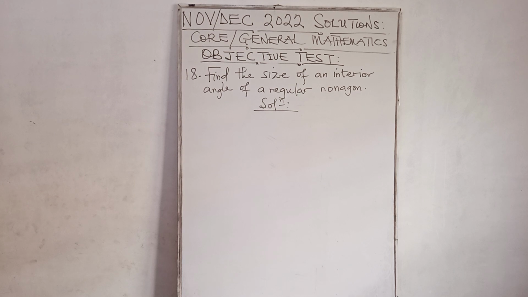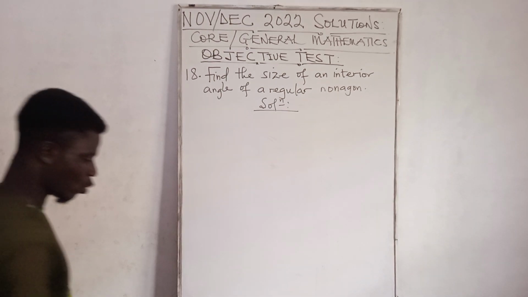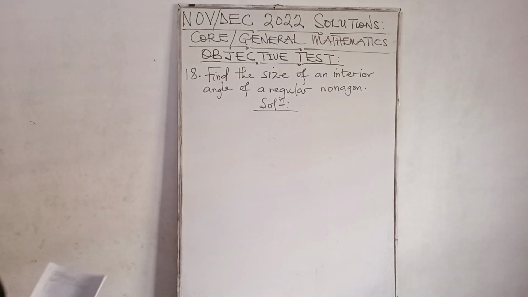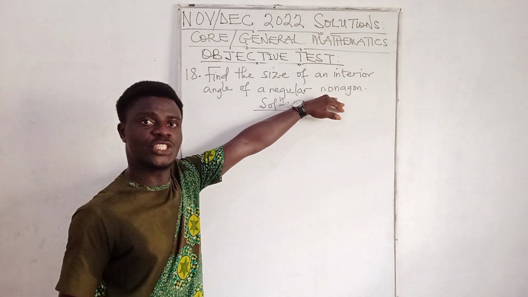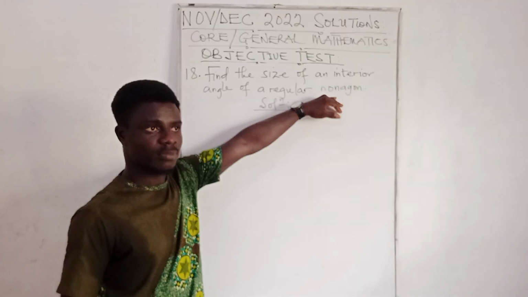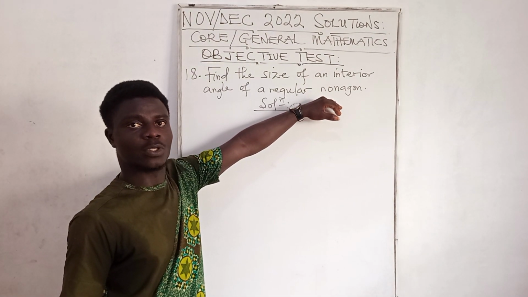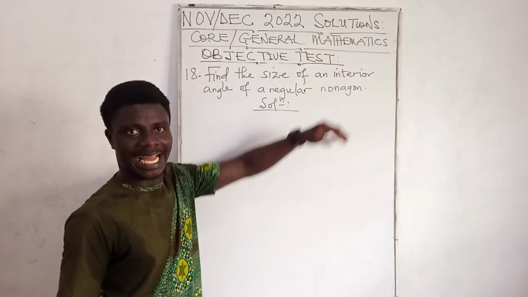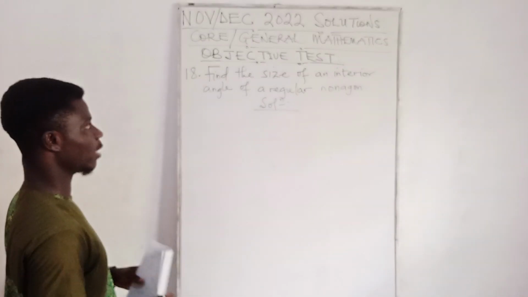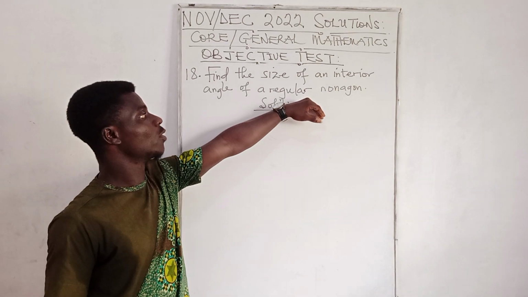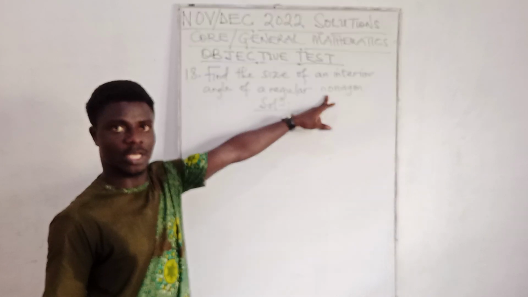Alright, question 18. Find the size of an interior angle of a regular nonagon. Now, a regular nonagon. Nonagon is a plane shape, right? Or a plane figure. Or we can say that it's a polygon bounded by straight sides. And the straight sides, they are 9. It has 9 sides. So that's a 9-sided figure, which is a nonagon. So a regular nonagon means that all the sides are equal, and all the interior angles inside this nonagon are equal.